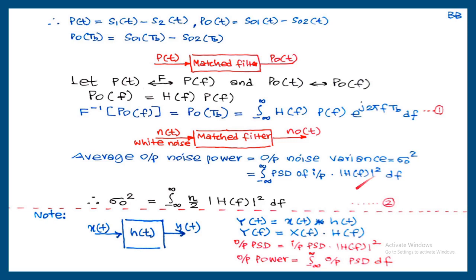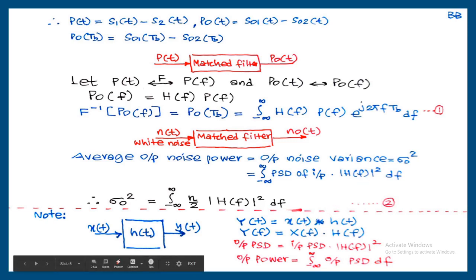the integral from minus infinity to plus infinity of the PSD of input into the transfer function squared, df. So how are we getting that relation? I am showing it here below this dotted line. It's not a part of this topic, so just for your information I have written it like this.